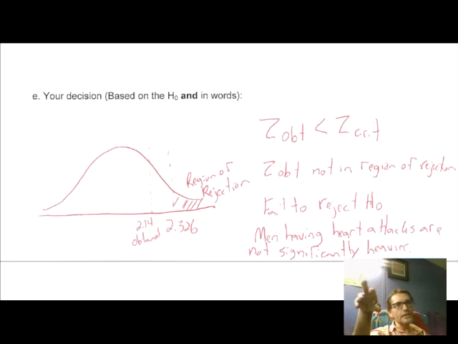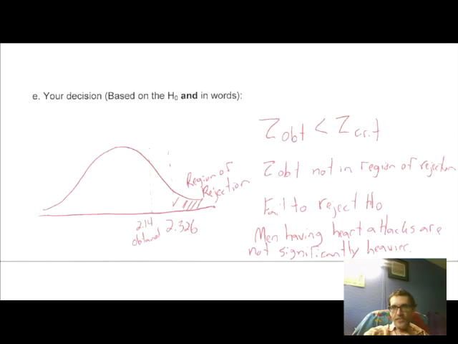But the two that you really need to say to get this answer correct is fail to reject the null. We fail to reject the null because our obtained z-score does not fall in the region of rejection. Now we need to make a conclusion. What does this mean? So you fail to reject the null. It means men having heart attacks are not significantly heavier than average. Okay? That's what the outcome of this is.